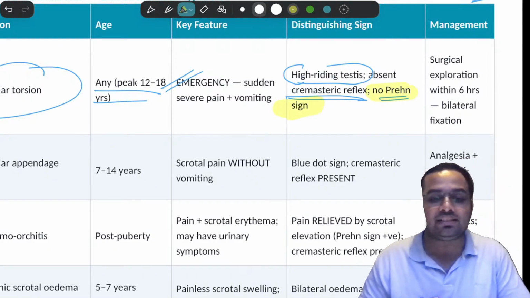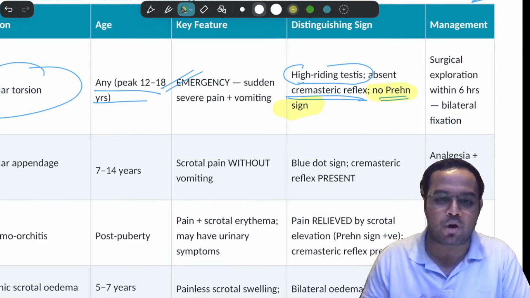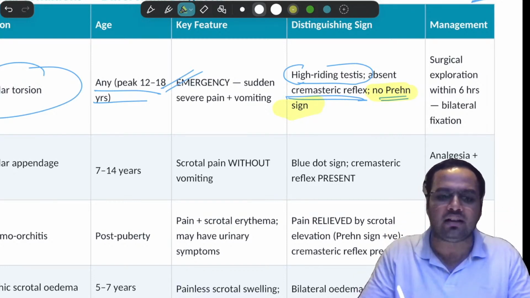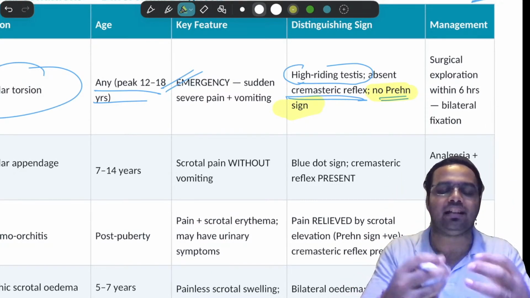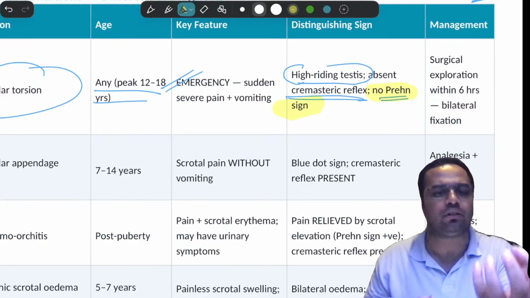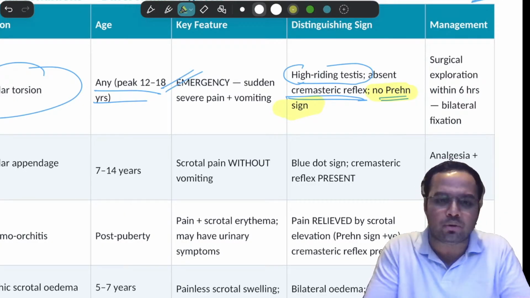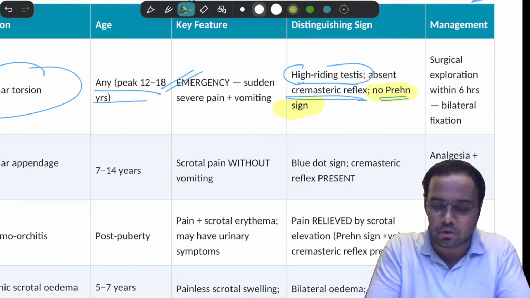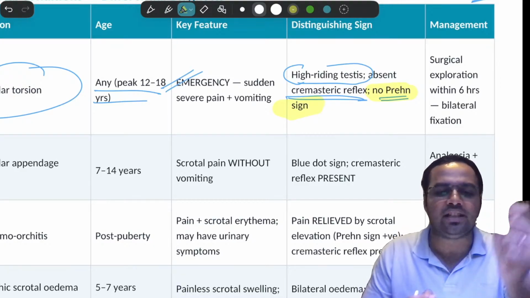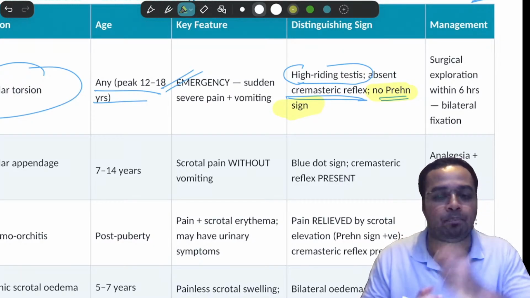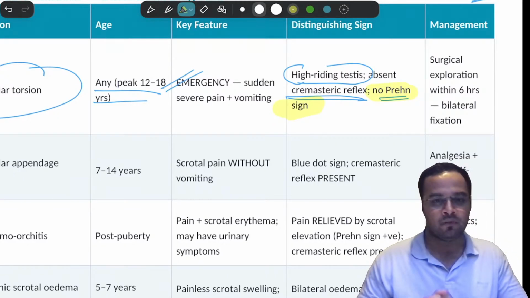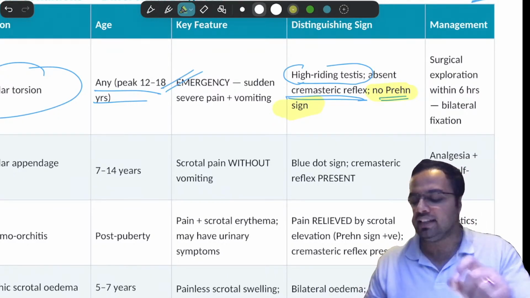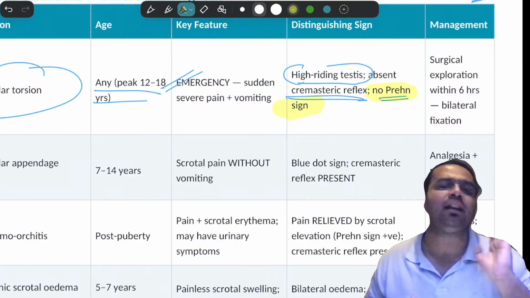Prehn sign, what is Prehn sign? So whenever in cases of epididymo-orchitis, what happens is because of the inflammation of the cord, the testes is kept dangling, and that dangling testes is going to pull on the cord, and that cord is going to pain. So whenever you are going to give some rest to the cord, whenever you are going to lift the testes slightly, the tension on the cord is reduced, and that is the reason why the pain is reduced in epididymo-orchitis. That is called as a Prehn sign. But here in testicular torsion, this sign is going to be absent because it is not related to inflammation.